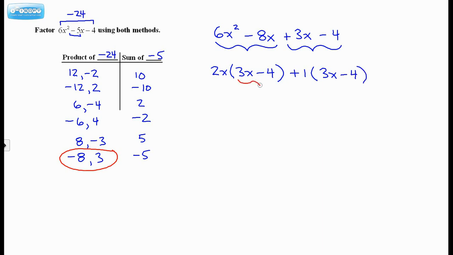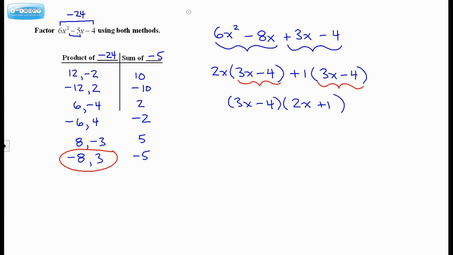Well, this is good. I want these to match. So I can factor out the 3x minus 4, which leaves me with 2x plus 1. And you could FOIL this out and check, but I'm pretty confident that it's correct. So that's method 1. I'm going to show method 2.